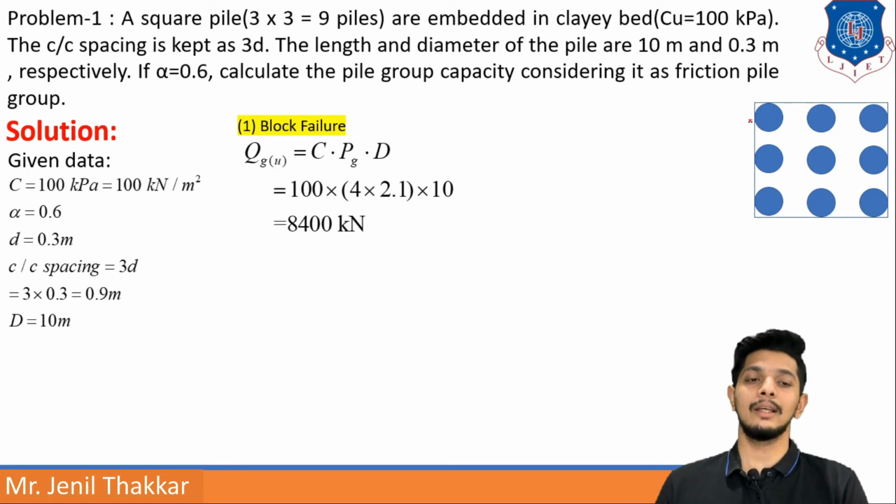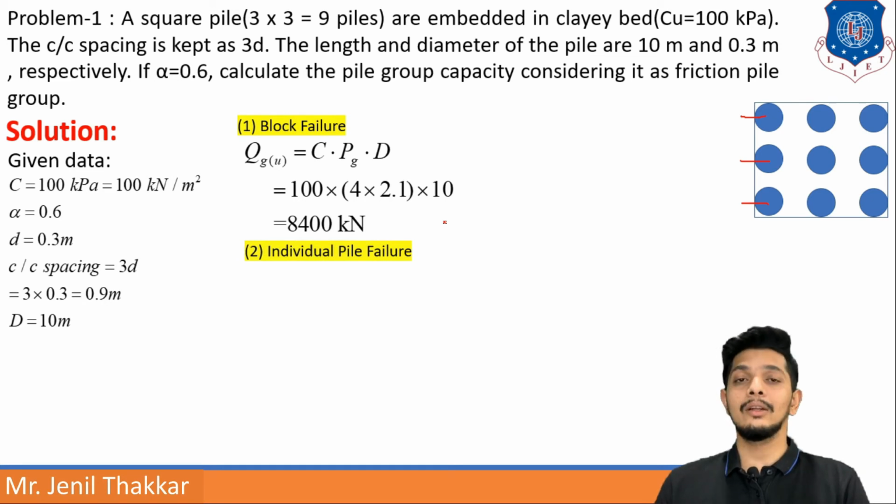So calculating one side, now the center to center spacing is given as 0.9 meter. So this distance is 0.9. Same way this is also 0.9. So 0.9 plus 0.9 will be 1.8 meter, and the remaining length is 2 times the half diameter, so 1 diameter. So 1.8 plus 1 diameter, that will be 2.1. So this total length of one side is 2.1, and four sides are there, so I have to multiply 4 into 2.1. That is how QG will come out as 8400 kilonewton.